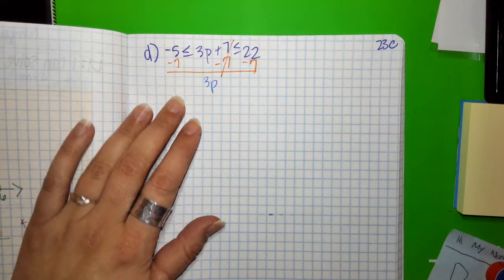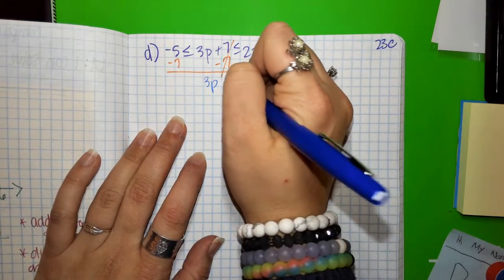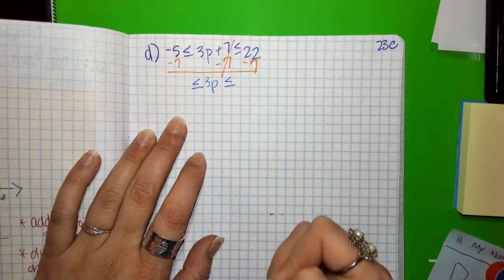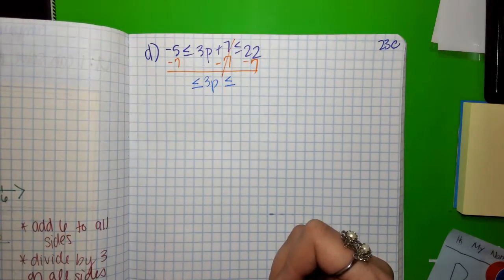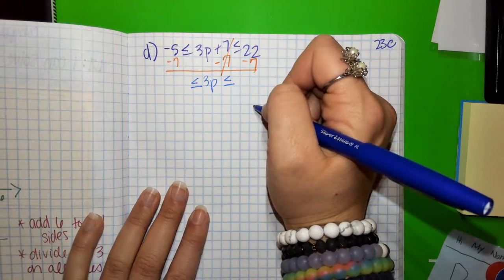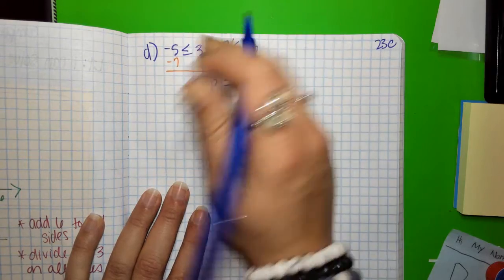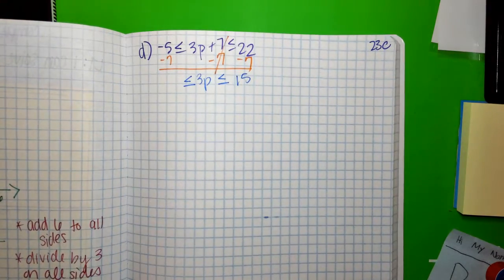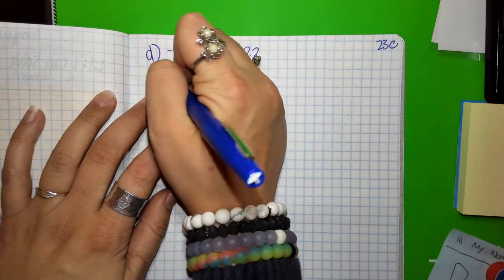Do I flip my signs? No, they stay the same. All right, so 22 minus 7 is what? 15. And negative 5 minus 7 is what? Negative 12.